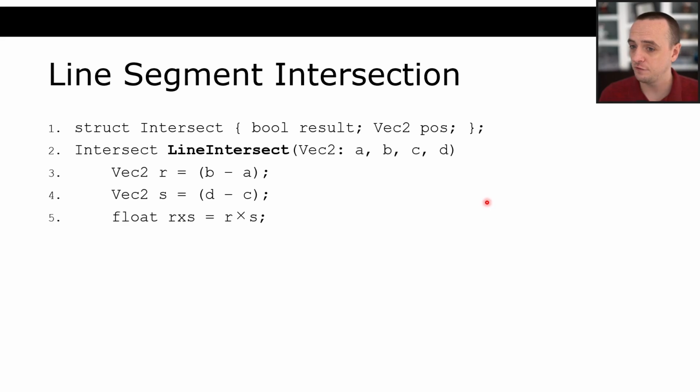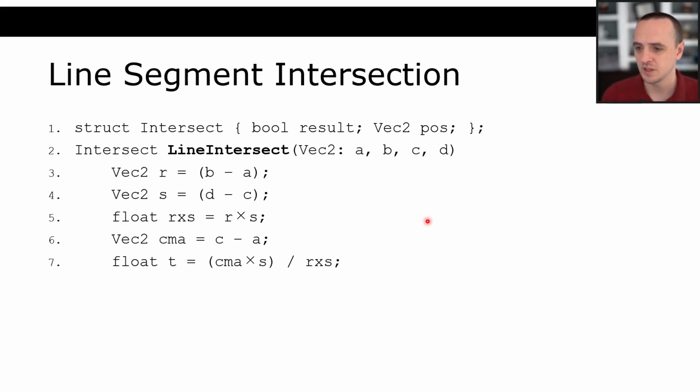We have a float because the result of a 2D cross product is a scalar or a floating point value. So I'm calling this RXS, right, because it looks like it. So we compute RXS and we store it. Next, we compute and store C minus A because we're going to use that twice, remember. Then we have a float T, that is the scalar value that we're scaling the vector from A to B, and that is equal to CMA, right, C minus A cross S divided by R cross S. And then we have U is equal to this.